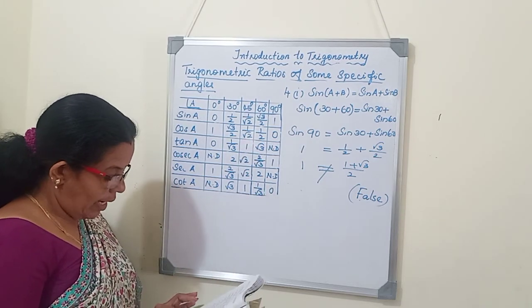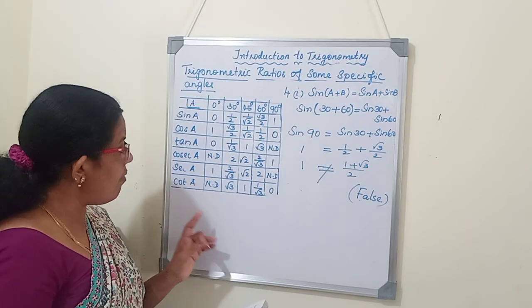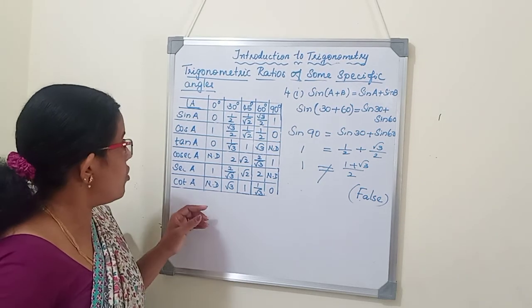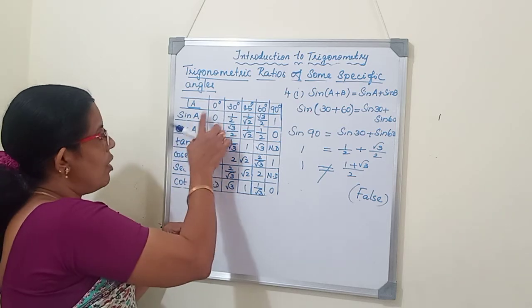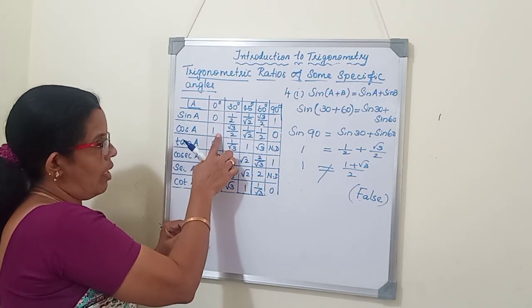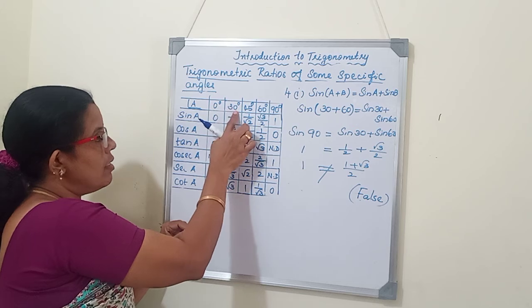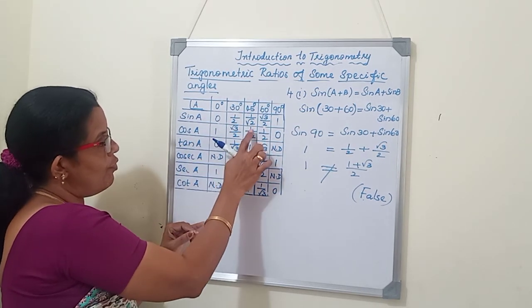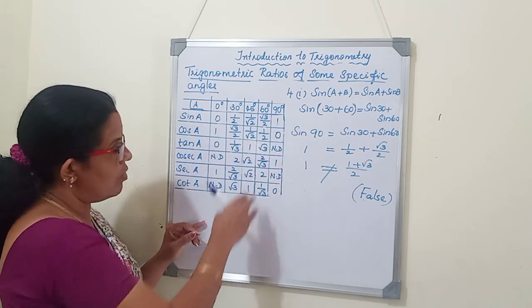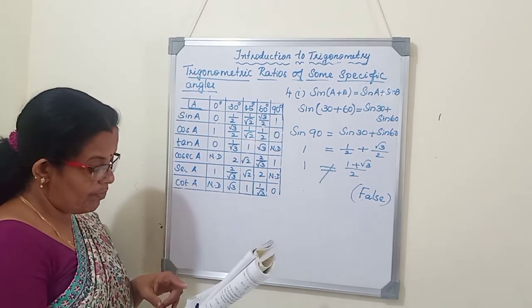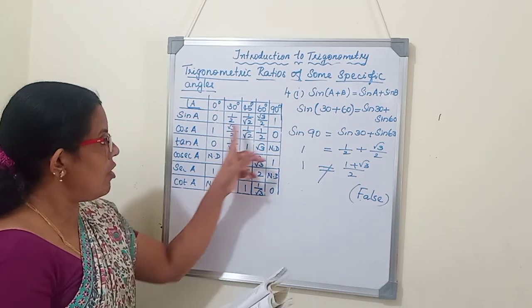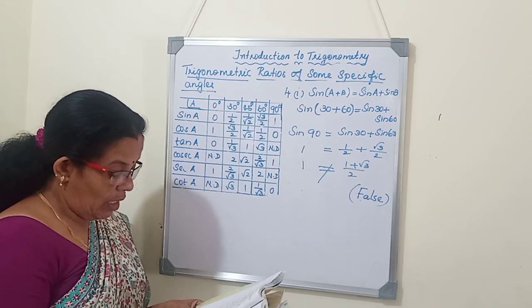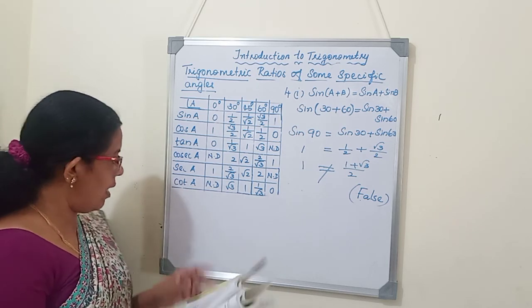Next question is, sin theta equals cos theta for all values of theta. Is it true? Sin 0 is 0, cos 0 is 1. Are they equal? No. Sin 30 is 1 by 2, cos 30 is root 3 by 2. It is not equal. Only for 45 degrees are both values equal. For other values it is not equal. So the statement that sin theta equals cos theta for all values of theta is false.